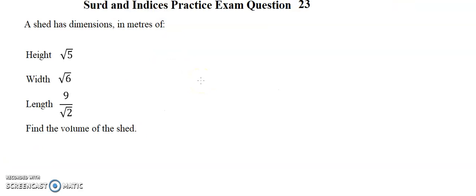Cert and Indices Practice Exam Question 23. A shed has dimensions in meters of height of square root of 5, width of square root of 6, and the length of 9 divided by square root of 2. Because we're trying to find the volume, we know that we need to multiply these three together. Width times length times height.